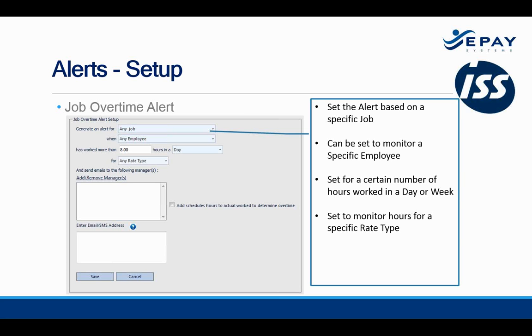And once again, with this one, you can monitor hours for a specific rate type. If anyone gets more than, for example, 16 hours of holiday pay in a week, you can get notified. Or maybe they get more than 20 hours of vacation in a week, you can get notified. You can put together any kind of mix and match scenario here and create alerts for that. So it's not just for job overtime, it's specifically there for overtime, but you can treat it in other ways as well.